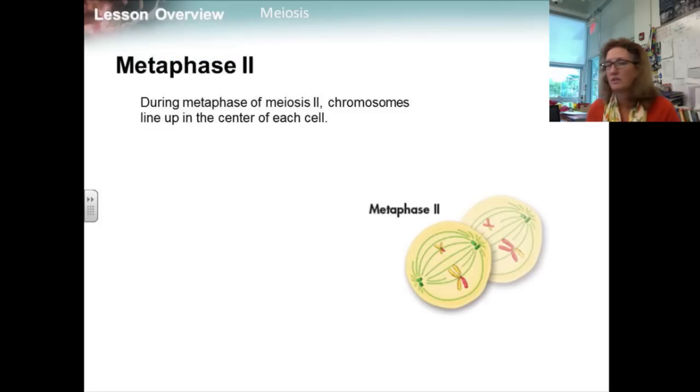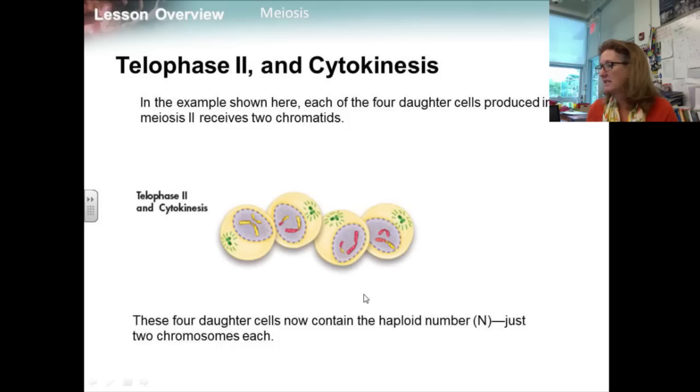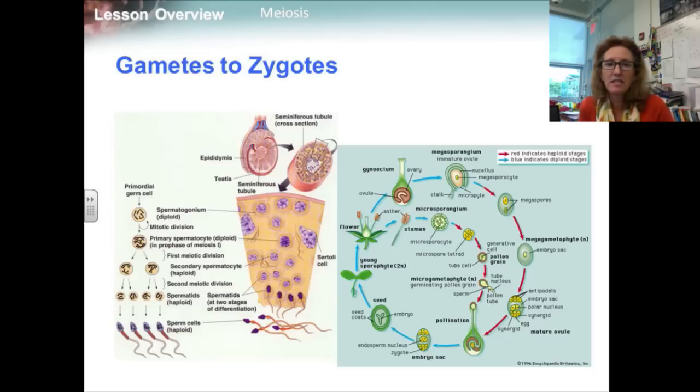So during metaphase of meiosis 2, or metaphase 2, chromosomes line up in the center of each of the cells. They line up like metaphase in mitosis. And then as the cell enters anaphase, the paired chromatids separate. In the example shown here, each of the 4 daughter cells produced in meiosis 2 receives 2 chromatids, little chromatids, each of them. These 4 daughter cells, 1, 2, 3, 4, now contain the haploid number N, just 2 chromosomes each. So the haploid cells produced by meiosis 2 are called gametes.